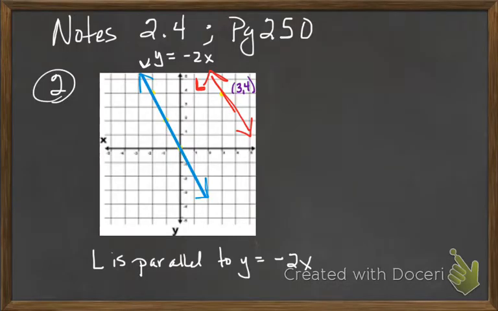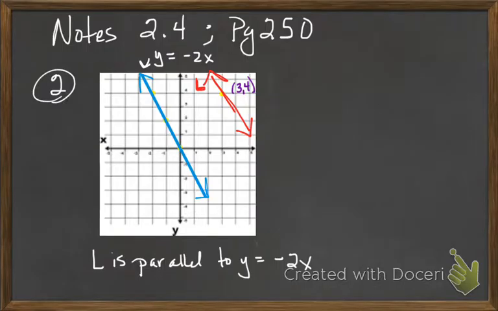An equation. Write an equation for line L. Line L is the red line, in point slope form and in slope intercept form. Okay, so they have a blue line and then they have a red line, and they want you to write the equation for the red line.